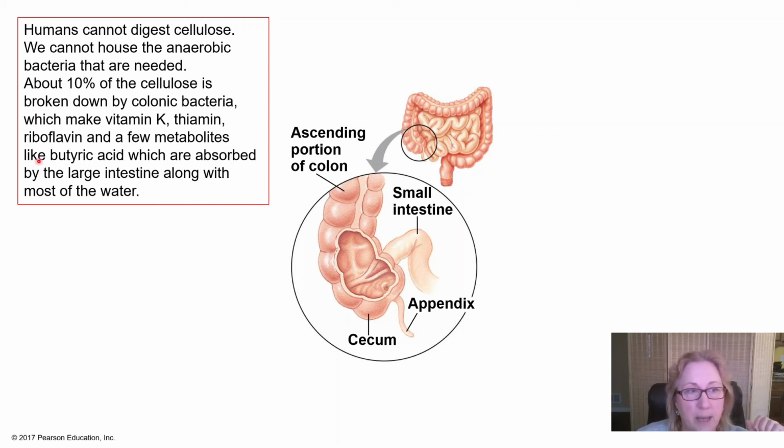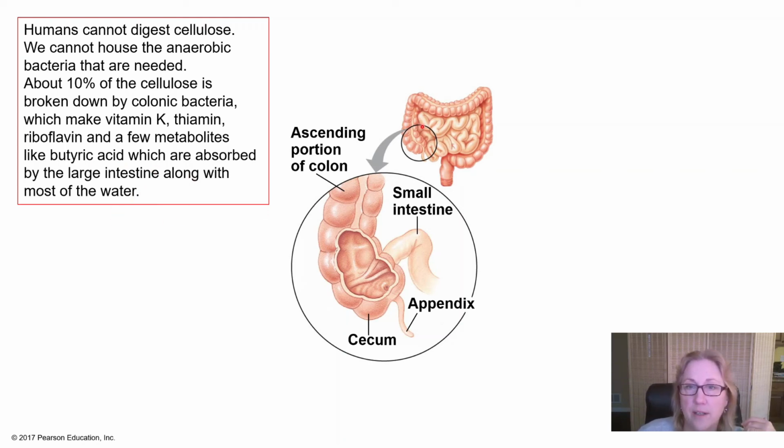And a few other metabolites, things like butyric acid, which the bacteria make from broken down fatty acids that aren't previously digested. And the butyric acid is actually used by cells in the large intestine as a fuel source, as it's a metabolite that actually feeds your large intestine cells. So these vitamins are absorbed in the large intestine and also about 90% of the water.